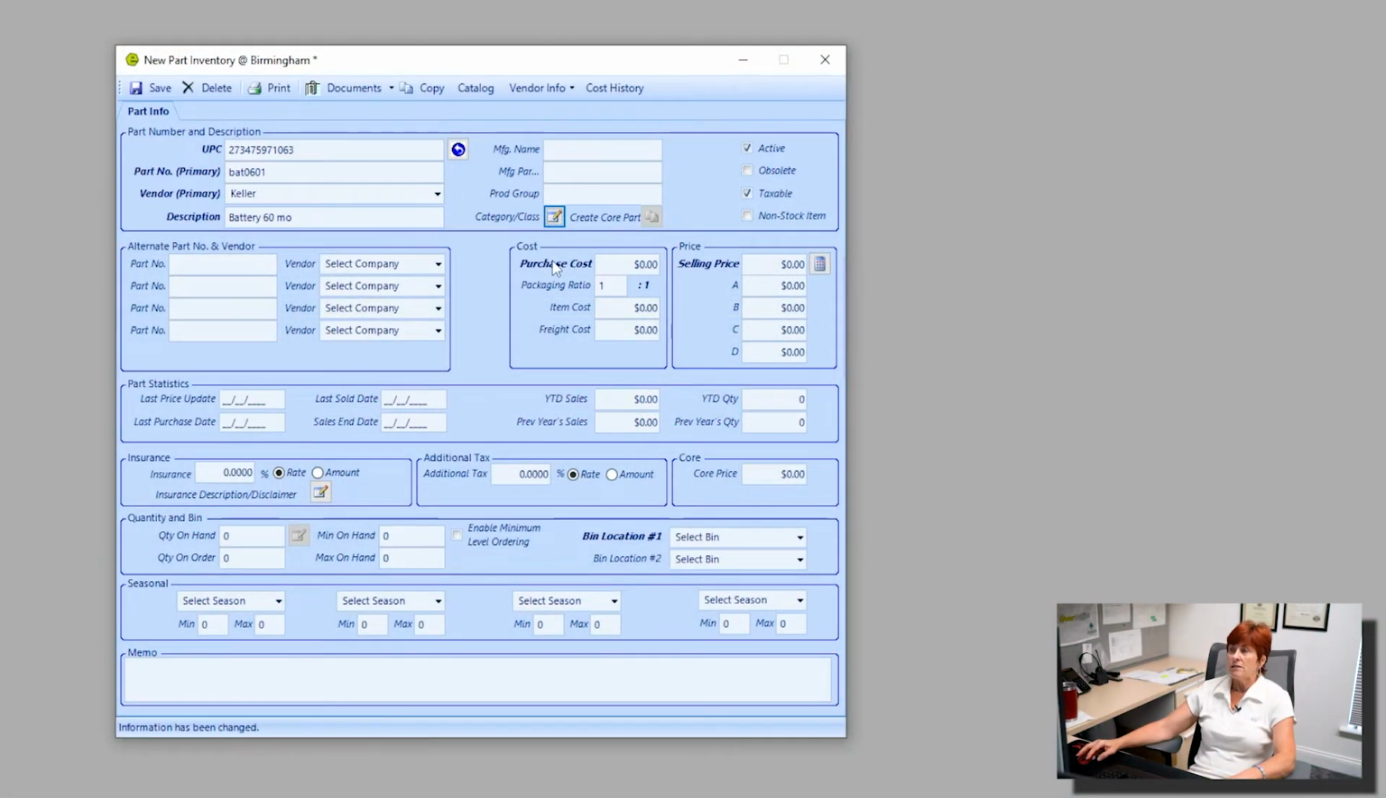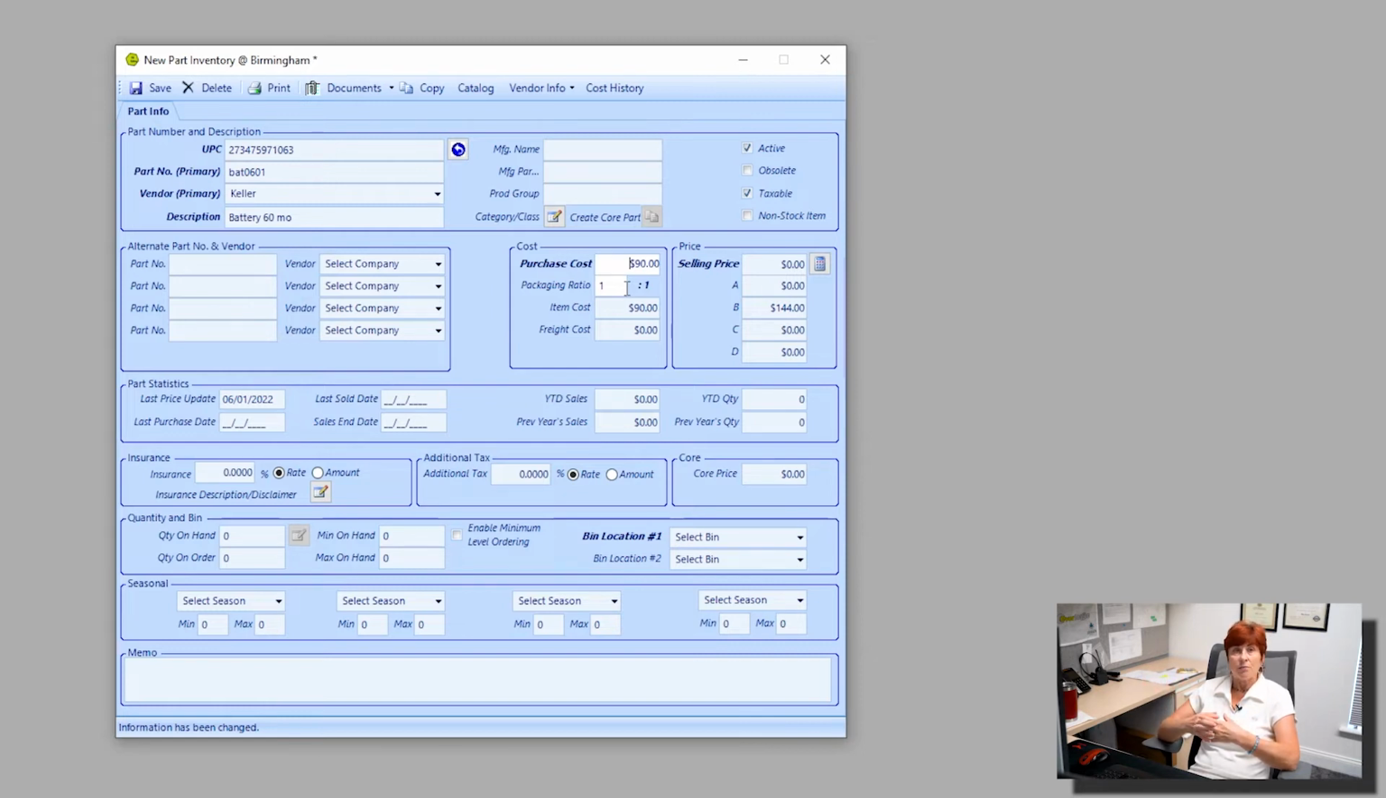Okay, and then let's talk about the cost. This is the cost of this part to the dealership. So we have our purchase cost. Let's say that this battery cost us $90. Now, the ratio, the packaging ratio, well, if you buy a battery, then you may be purchasing just one battery. So that would be a 1-to-1 ratio.